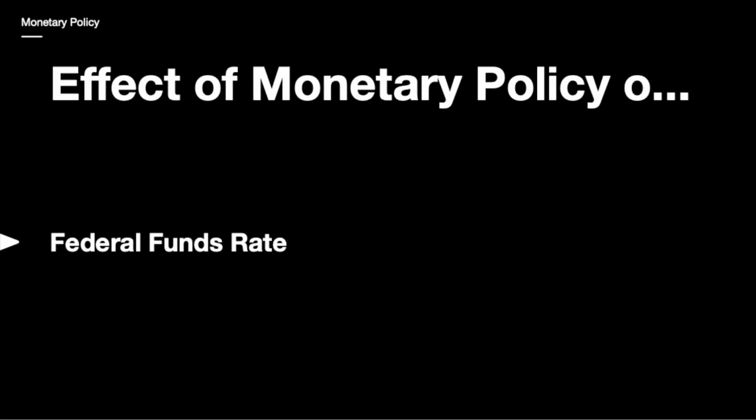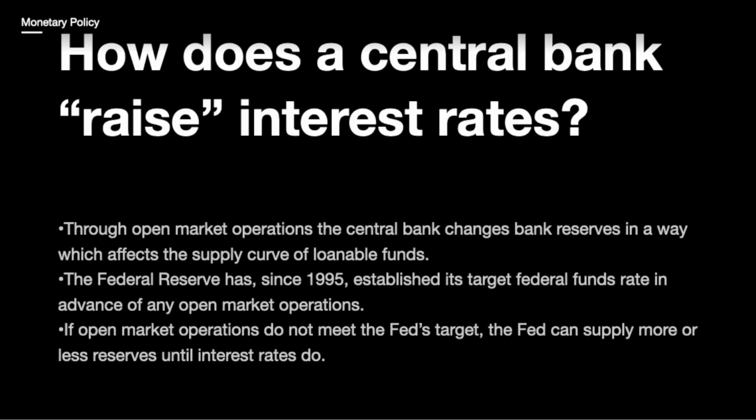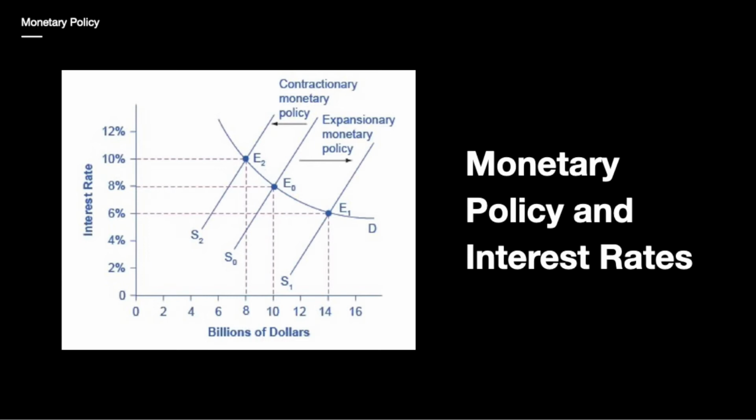The effect of monetary policy on interest rates. The federal funds rate is the interest rate at which one bank lends funds to another bank overnight. How does the central bank raise interest rates? It does this through open market operations. The central bank changes bank reserves in a way that affects the supply curve of loanable funds. The Federal Reserve has, since 1995, established a target federal funds rate in advance of any market operation. If open market operations do not meet the Fed's target, the Fed can supply more or less reserves until interest rates do.